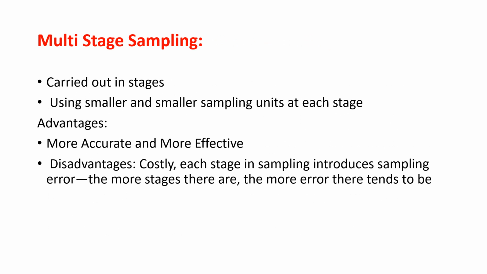Multi-stage sampling. Well, multi-stage sampling is actually thought to be an extended version of cluster sampling. It is carried out in stages using smaller and smaller sampling units at each stage. And what are its advantages? More accurate, more effective. And the disadvantages are that it is costly, and each stage in sampling introduces sampling error. The more stages there are, the more error there tends to be.